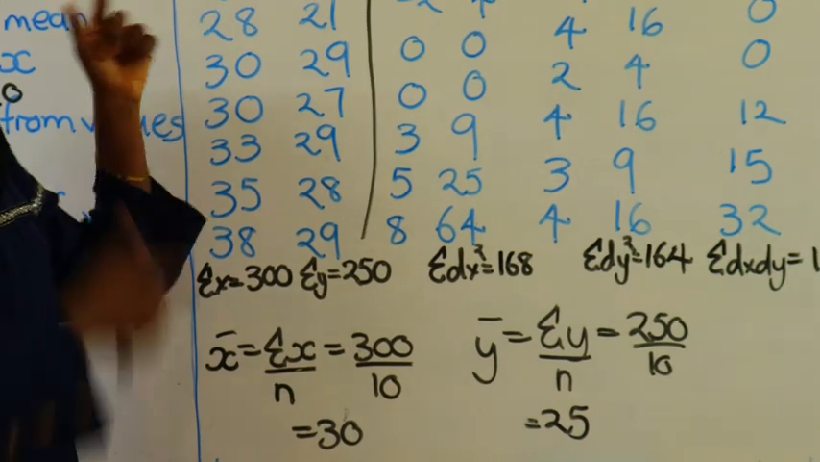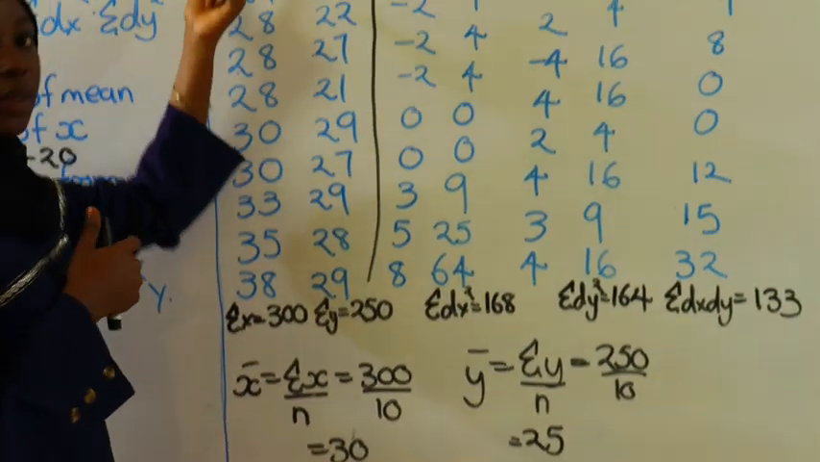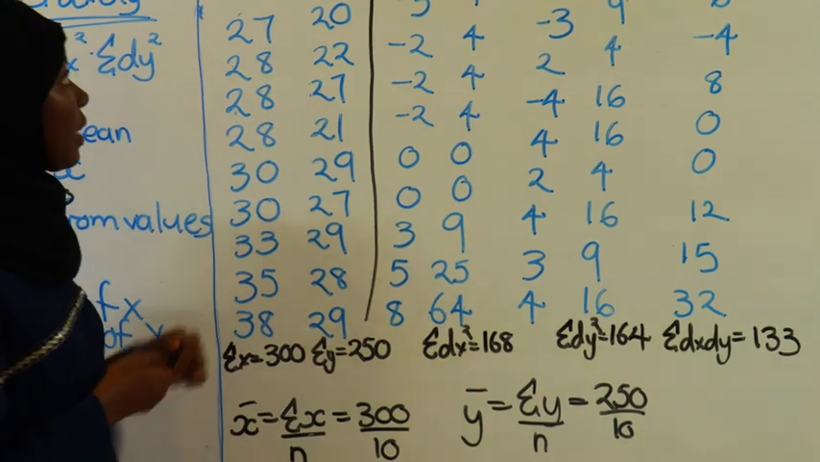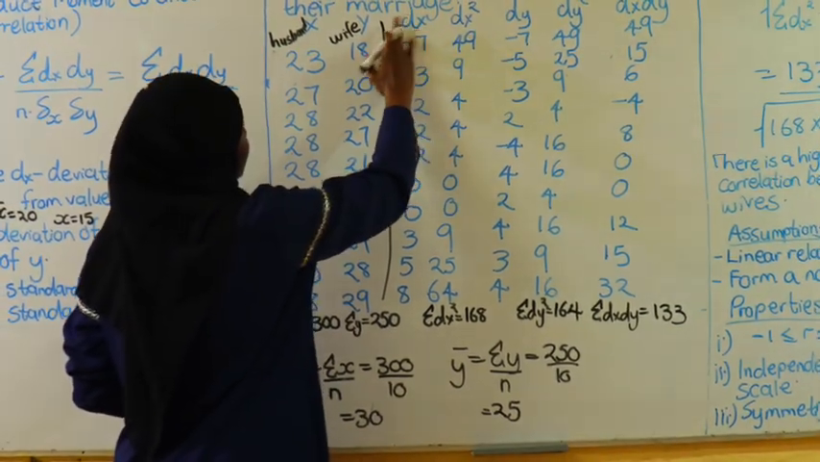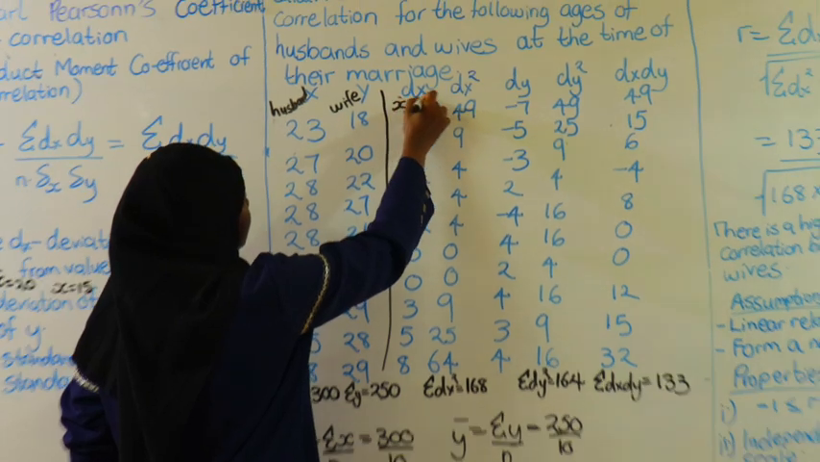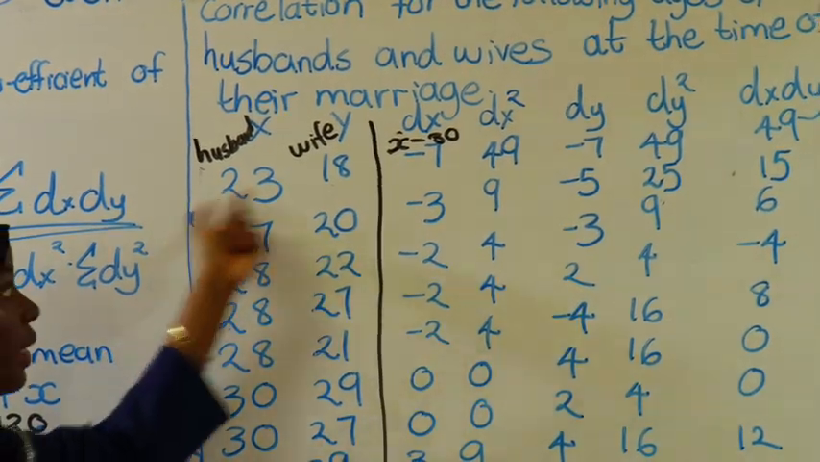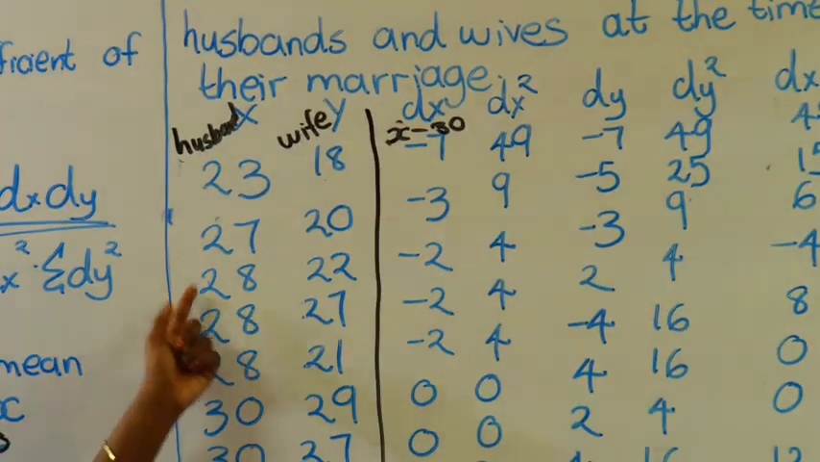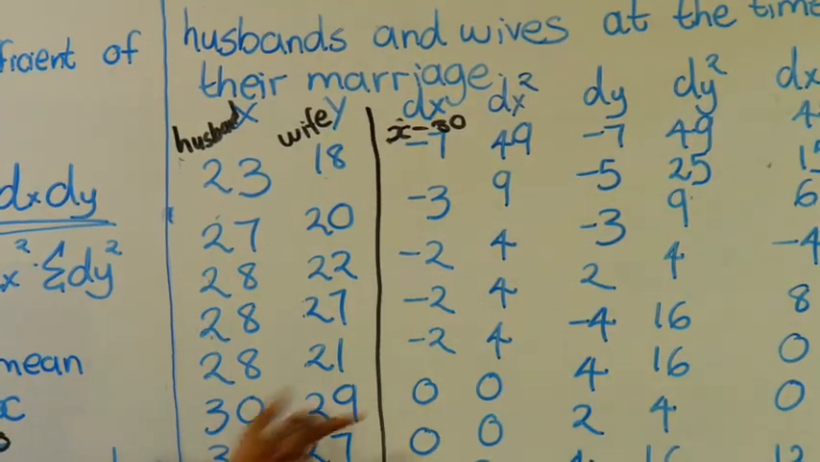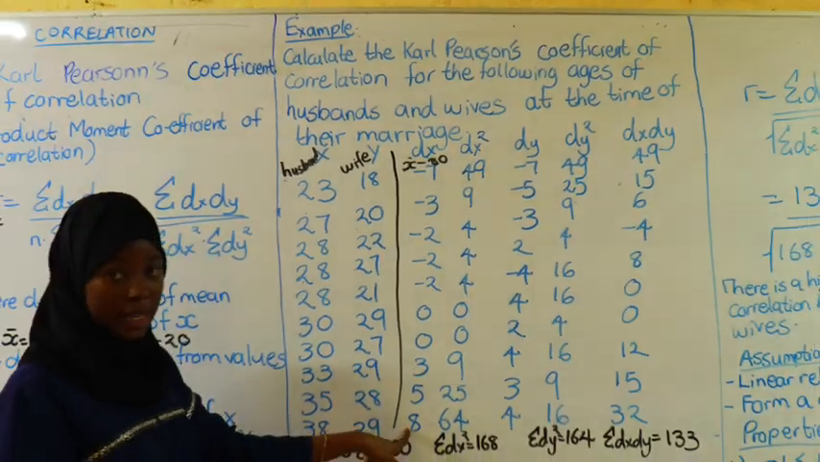So dx is the deviation from the mean. Our first value of x is 23. So dx will be x minus 30. You take 23 minus 30, you get negative 7. 27 minus 30, you get negative 3. 28 minus 30, you get negative 2, and so on all the way till the end. 38 minus 30, you get 8.